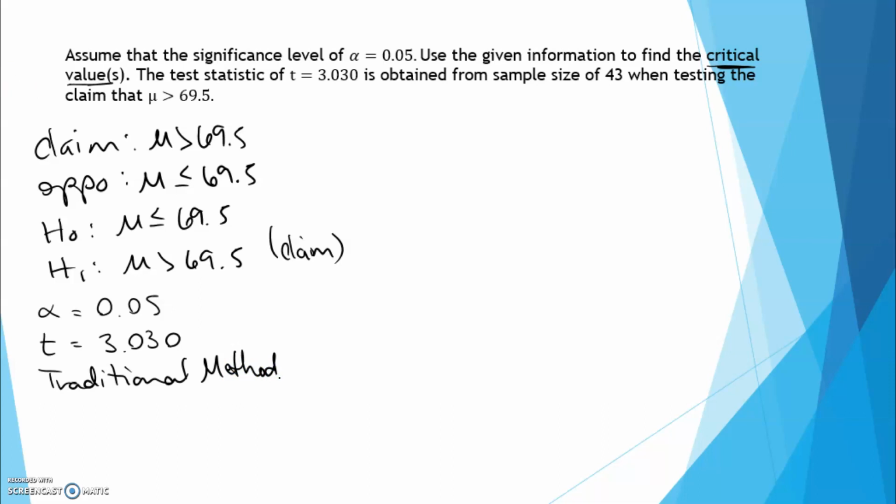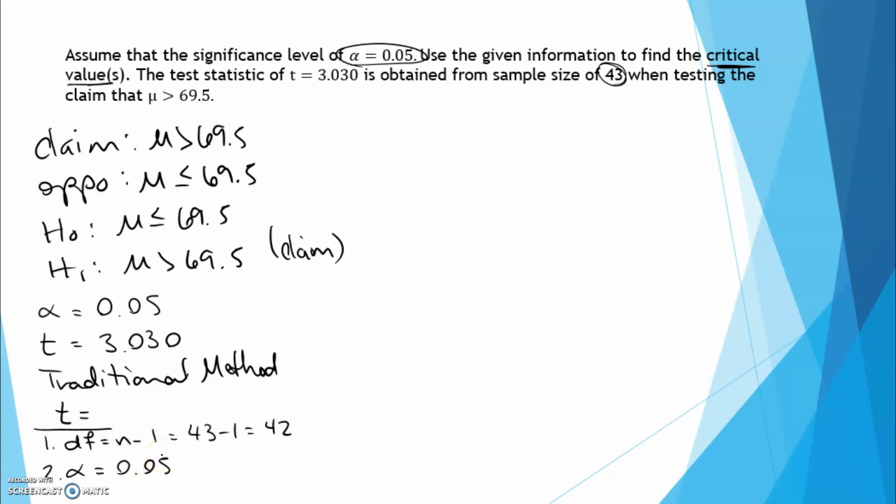So what I need to do is find a t-value. For that I need two things: one, degrees of freedom, which is n minus 1, and two, what alpha is. Our n is 43, so 43 minus 1 gives us 42. Our alpha is right here, 0.05. Now I need to know, is this a one-tail or a two-tail test?